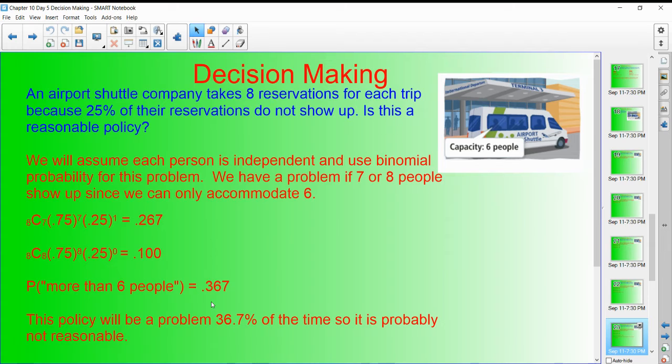If they sell 7, we'll only have a problem some of the time. And then we'd have to recalculate the probability we're going to have a problem if they sell 7 reservations and everyone shows up. So this is how companies use probability to make decisions. Should I oversell? They have a threshold for how often, or what percentage of the time, they're willing to deal with issues. I think if they have issues 37% of the time, the company won't be happy.